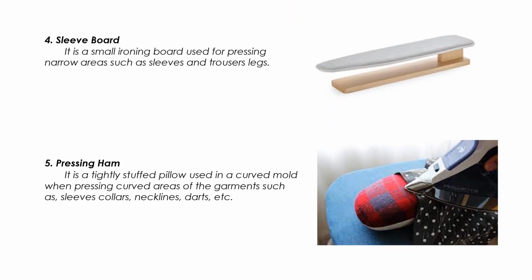Next, we have the sleeve board. It is a small ironing board used for pressing narrow areas such as sleeves and trouser legs. Next, we have pressing ham. It is a tightly stuffed pillow used as a curved mold when pressing curved areas of the garment such as sleeves, collars, necklines, darts, and others.